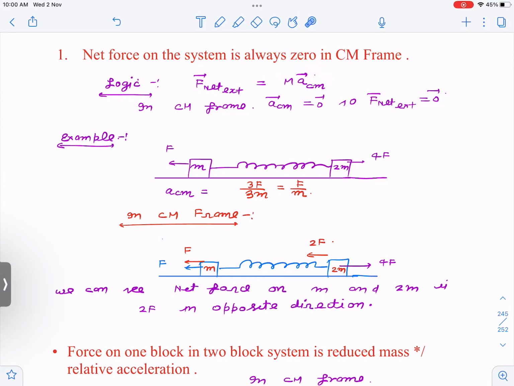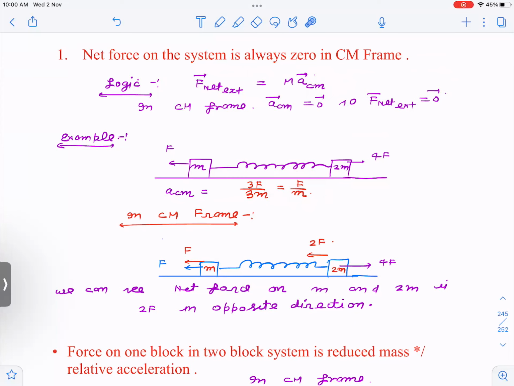Let us understand this from a very simple example of a spring block system. Suppose there is one mass m here and a mass 2m. A force of 4f is applied on 2m, and on m, a force f is applied. Let us see, when we go to the CM frame, whether this is true or not. In the CM frame, we first have to find the acceleration of center of mass, because there is a net external force on the system. That is 3f this side, 4f minus f, divided by the total mass of the system. I'm using this formula again. That is f by m, correct?